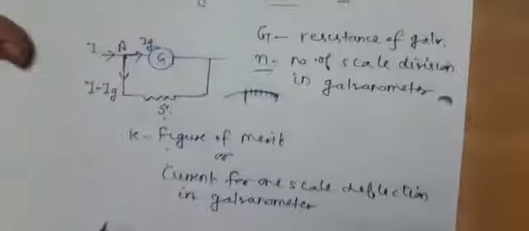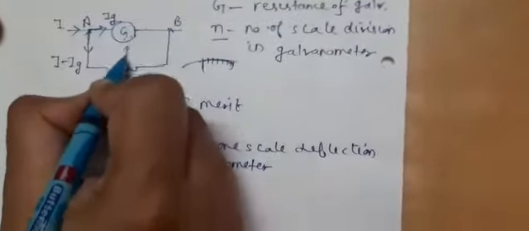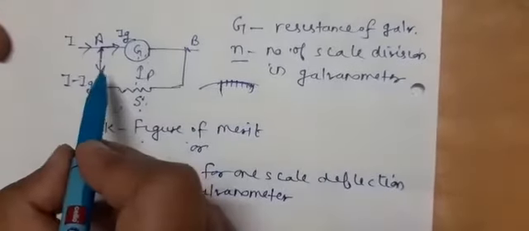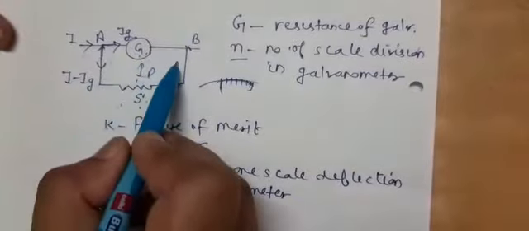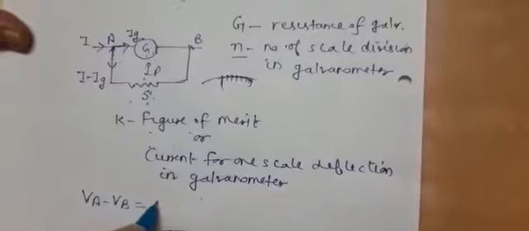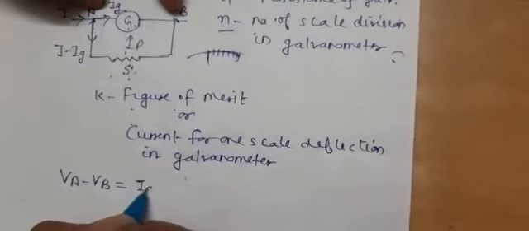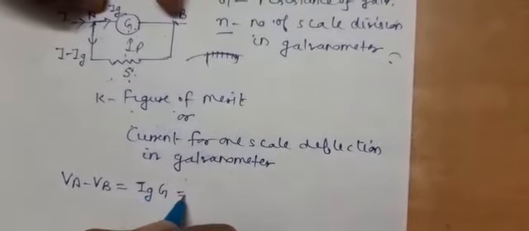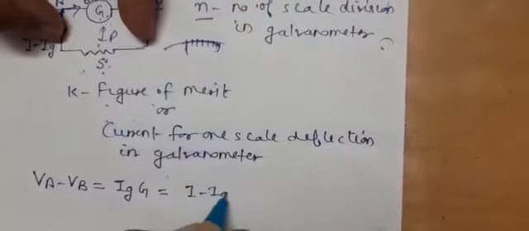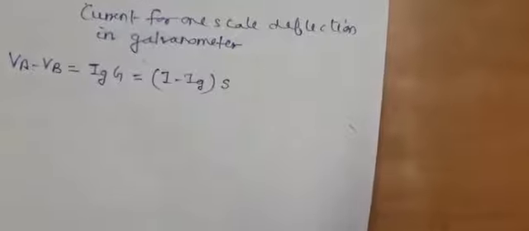Now you can see that the current is divided, so these two are connected in parallel combination. So in a parallel combination, what factor remains the same? Potential difference. So the potential difference VA minus VB will be equal to the potential drop across the galvanometer, which is Ig into G, and this is also equal to the potential drop across the shunt resistance, so it will be I minus Ig into S. Right?